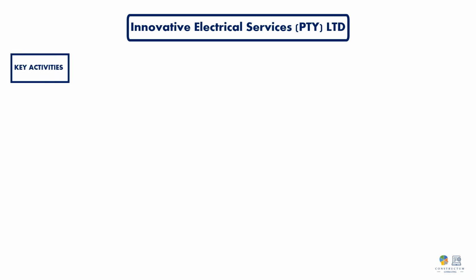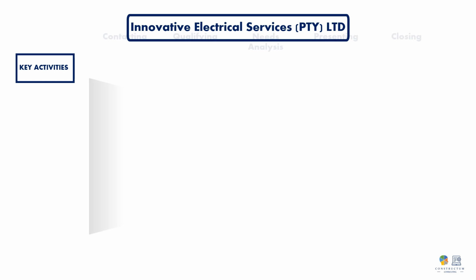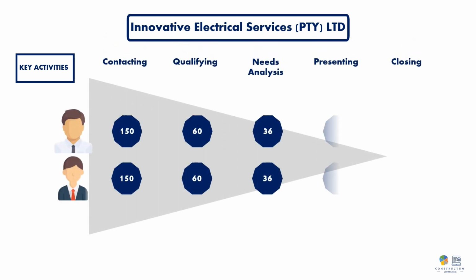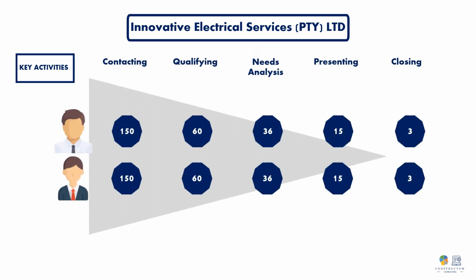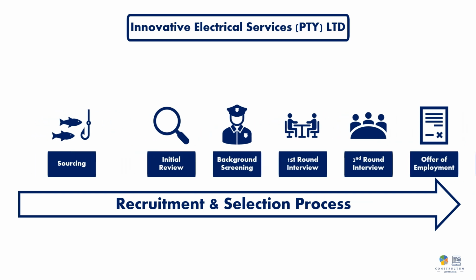Assigning tasks. The next step is to assign tasks to the salesman role, for which Karel reverts back to the standard sales process made up of sales activities or tasks. Set and monitor standards. Lastly, Karel sets sales activity targets as follows. Karel is now ready to design and implement a standard recruitment and selection process consisting of the following steps.